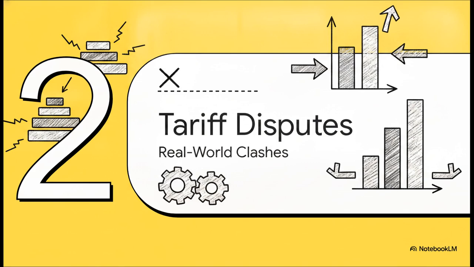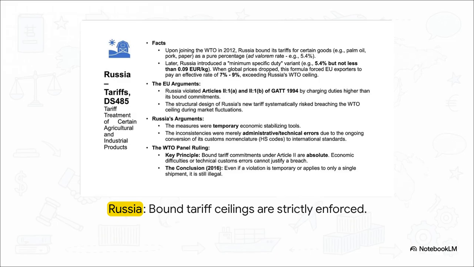So if tariffs are historically that low, what actually happens when countries try to sneak around those limits? That brings us to Section 2, real-world tariff disputes. Now, what's really interesting about this case with Russia is the sheer rigidity of international trade law. When Russia joined the WTO, they legally bound their tariffs for certain goods like paper and palm oil at a set percentage, let's say 5.4%. But a bit later, global prices dropped, and Russia's domestic industries really started hurting. So what did they do? They introduced a minimum specific duty that forced European exporters to effectively pay 7 to 9%, which completely breached their agreed ceiling. Russia tried to argue that these were just temporary economic stabilizing tools.